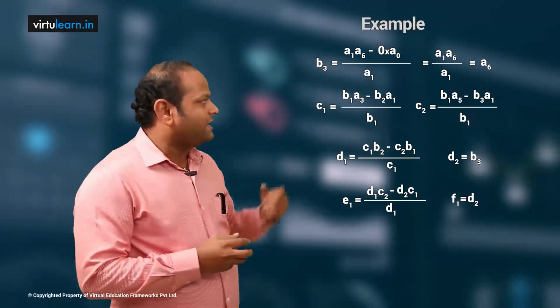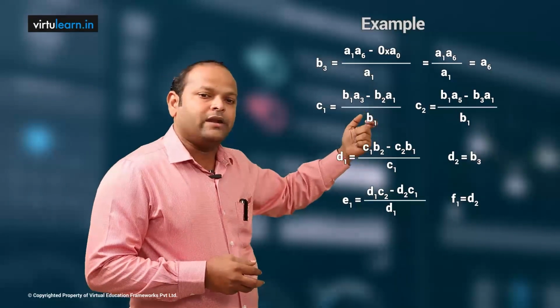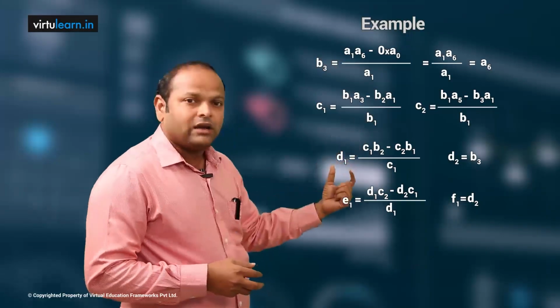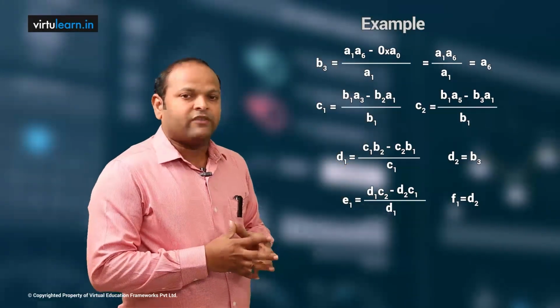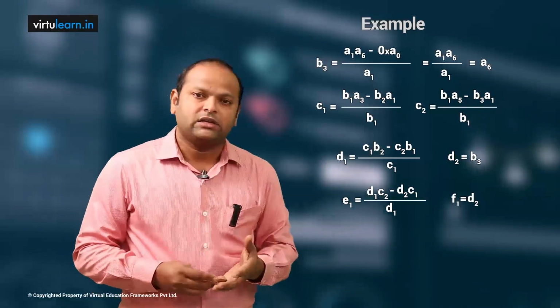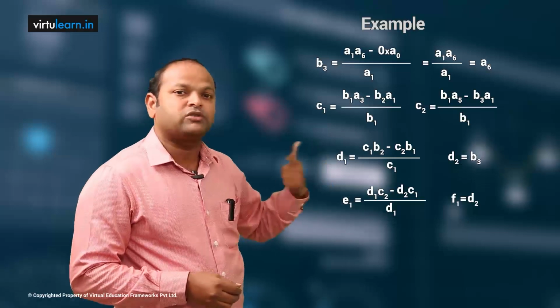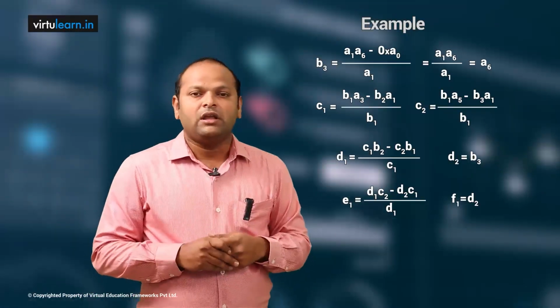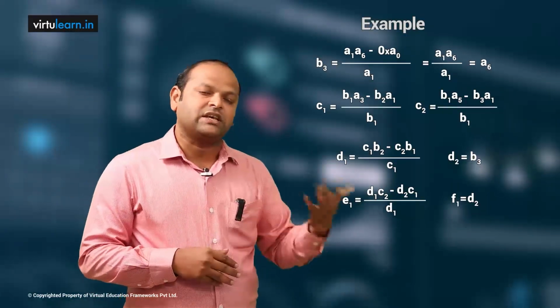So this way you can easily calculate the elements and fill the complete Routh array, and finally investigate or observe the polarities of the first column elements. If all the elements have the same sign, the system is stable. If you have any sign changes, the system is unstable.